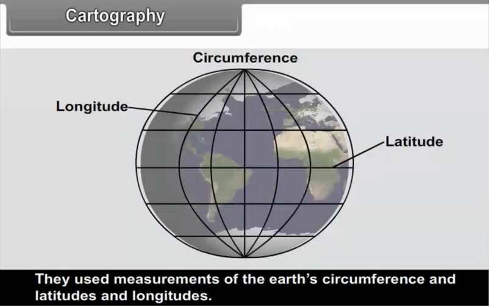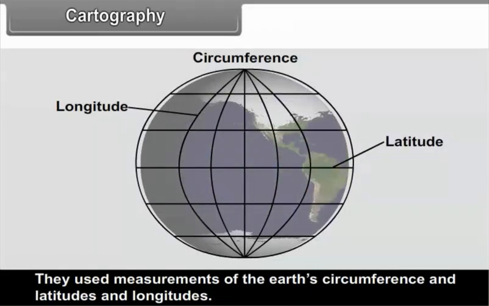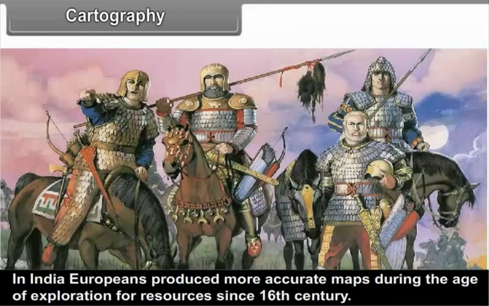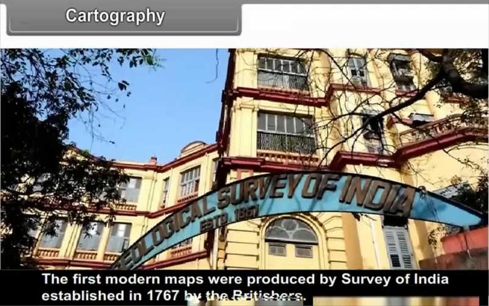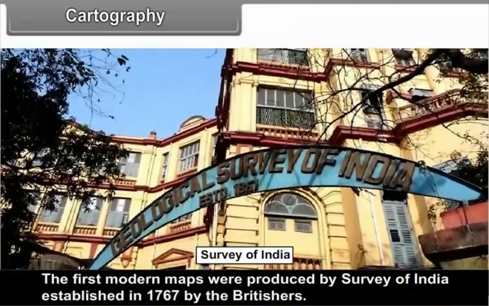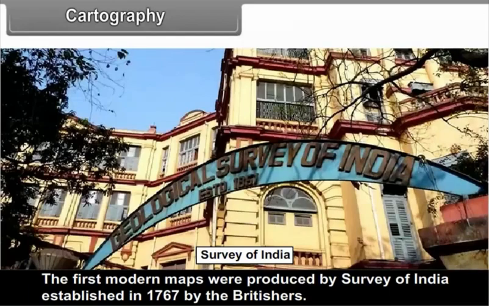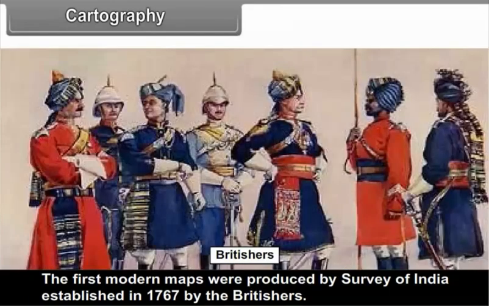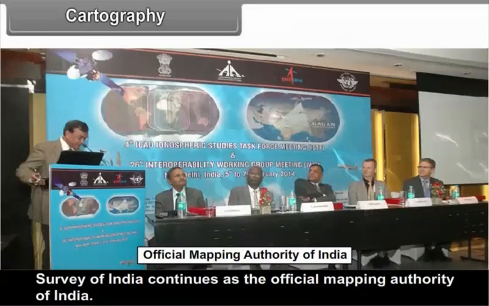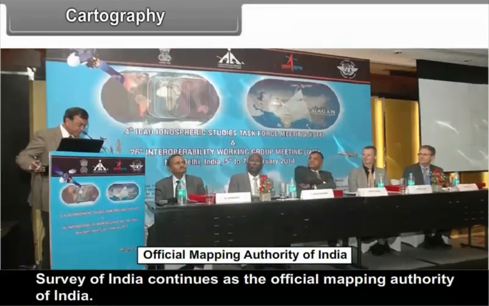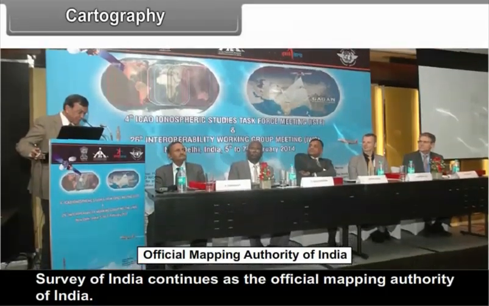They used measurements of the Earth's circumference and latitudes and longitudes. In India, Europeans produced more accurate maps during the age of exploration for resources since the 16th century. The first modern maps were produced by the Survey of India, established in 1767 by the Britishers. Survey of India continues as the official mapping authority of India.